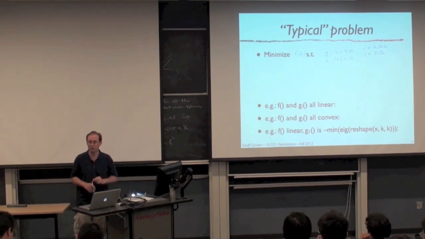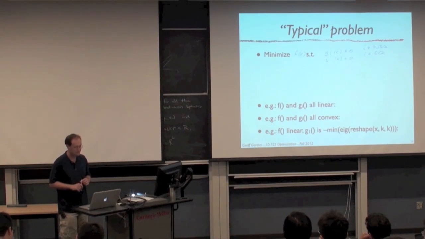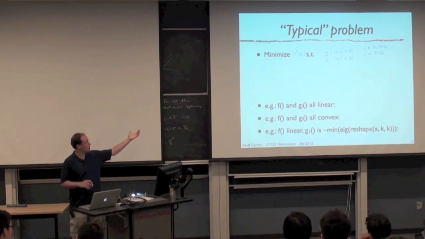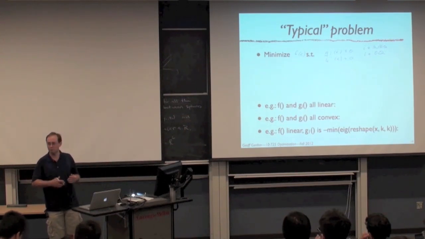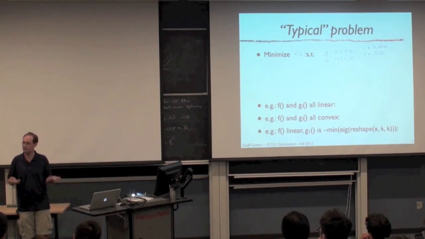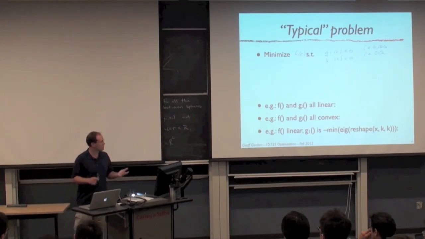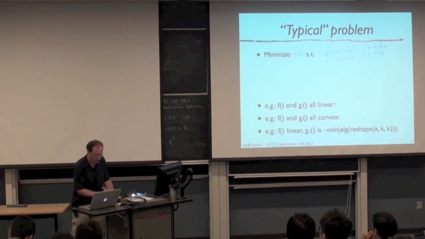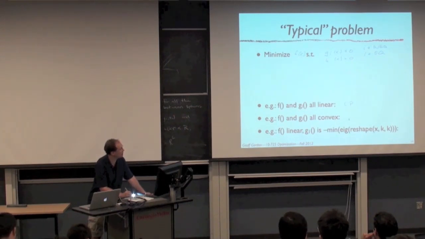So this is going to be sort of our typical problem setup that we're going to be analyzing for the first big part of the course. And the different properties of these different functions turn into different optimization problems that have different names, different algorithms, and different sort of difficulty levels. So for example, if f and g are all linear, right, we get the famous linear program, or LP. If f and g are all convex, we get the convex program.